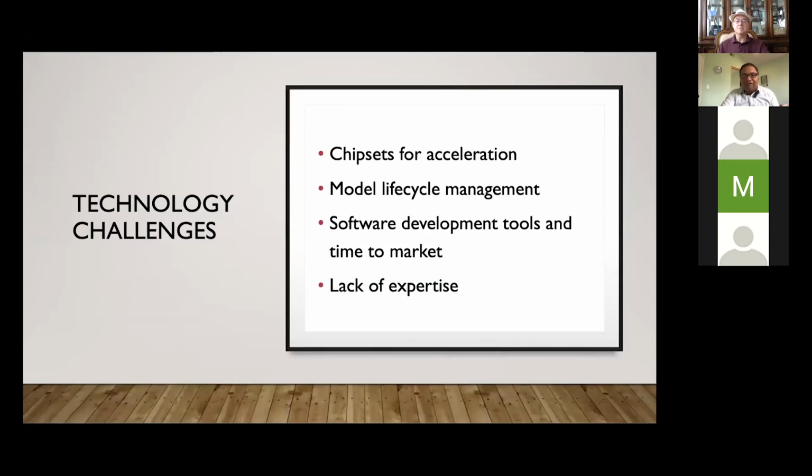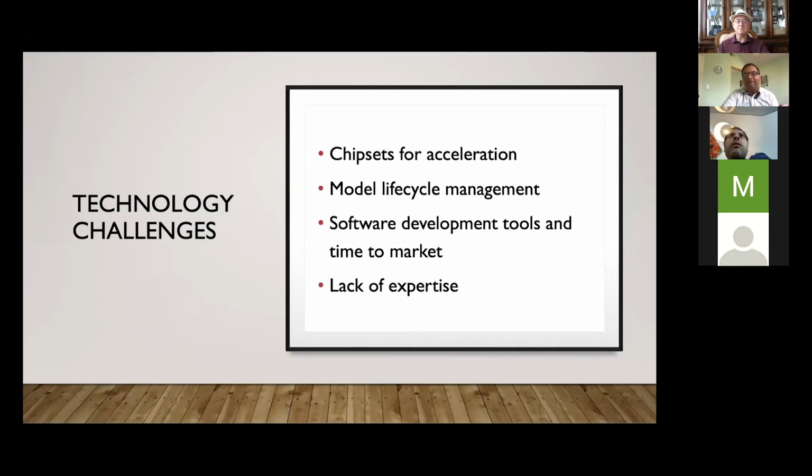A lot of challenges again. The chipsets, as I mentioned, continue to be challenged because the NNs are increasing in complexity at a much faster rate than what chipsets are able to provide, and Moore's law is actually slowing down.